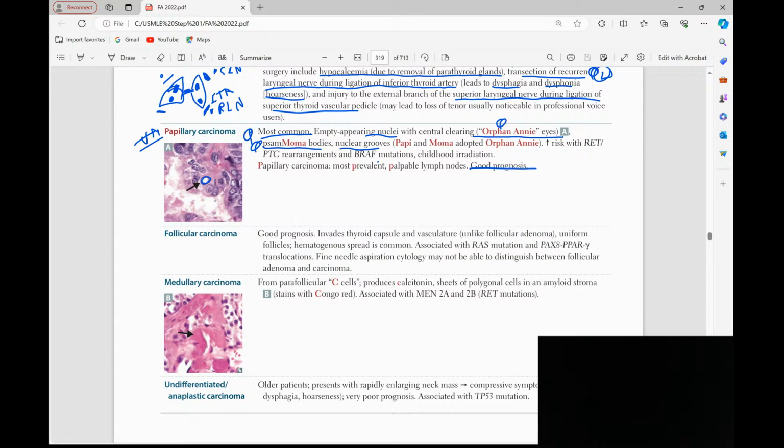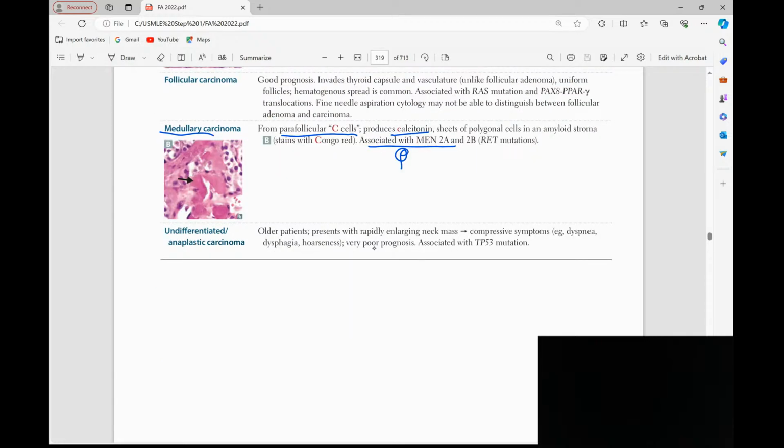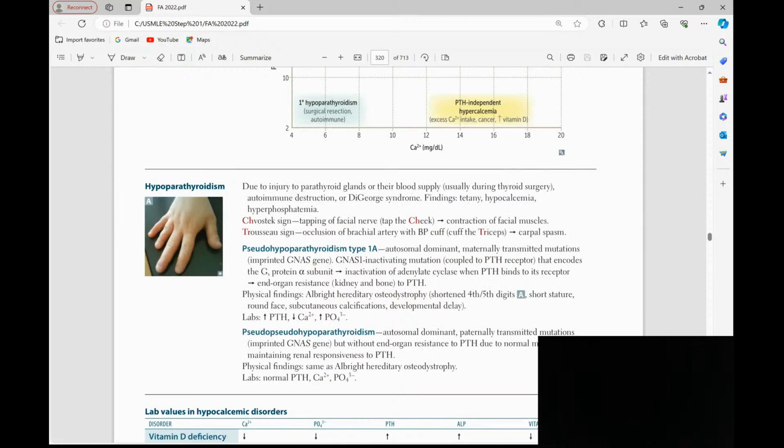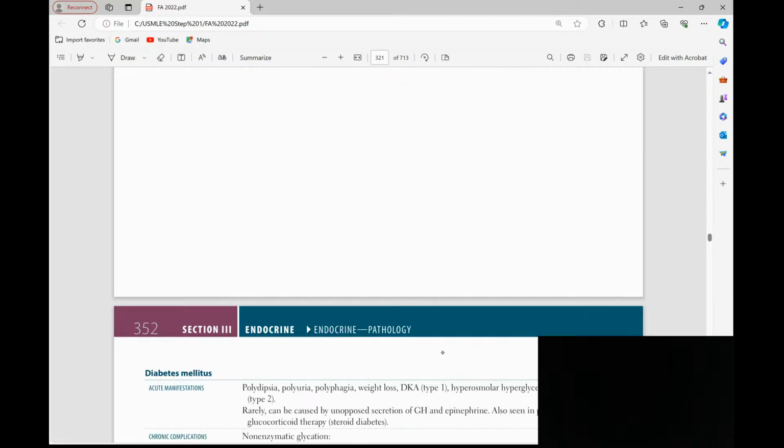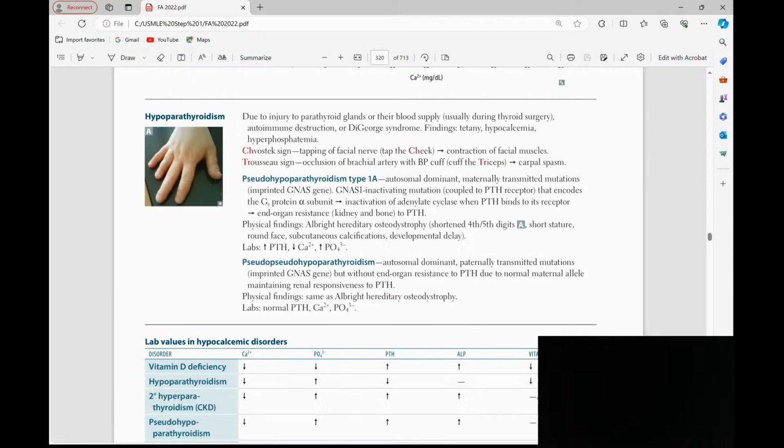And also they will ask you which cancer is associated with MEN. We know it is medullary carcinoma, not follicular; the marker is calcitonin, and this is not important. So okay, we have completed the pathology section from everything. Just a bit of SIADH is remaining.